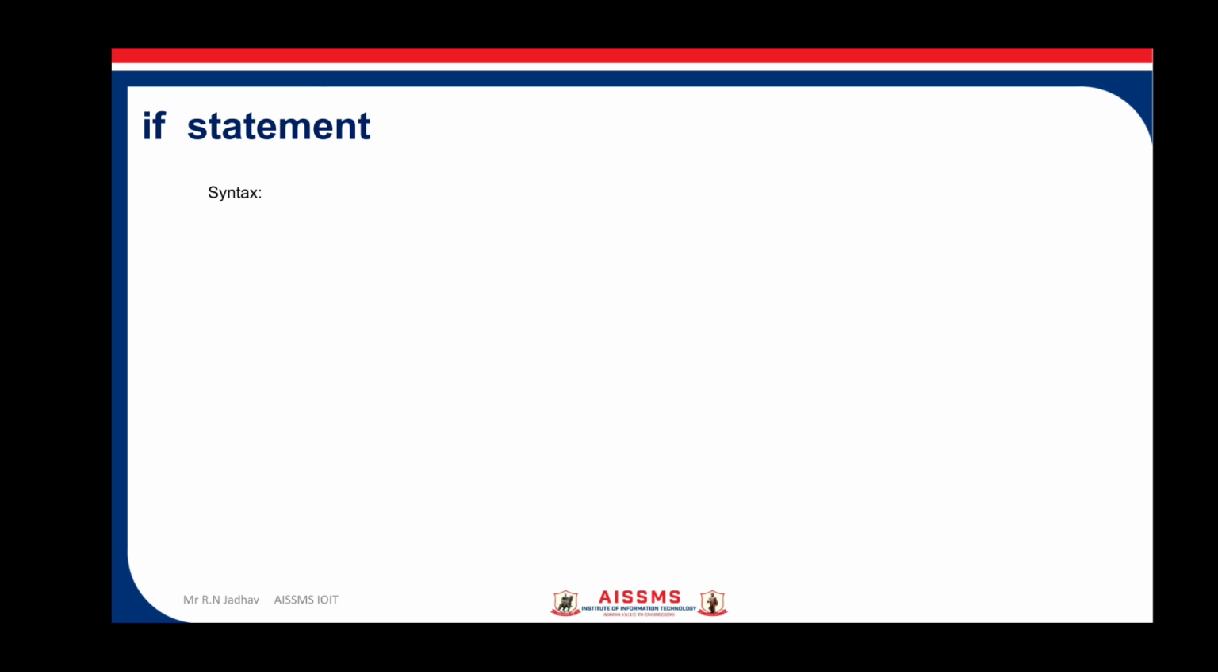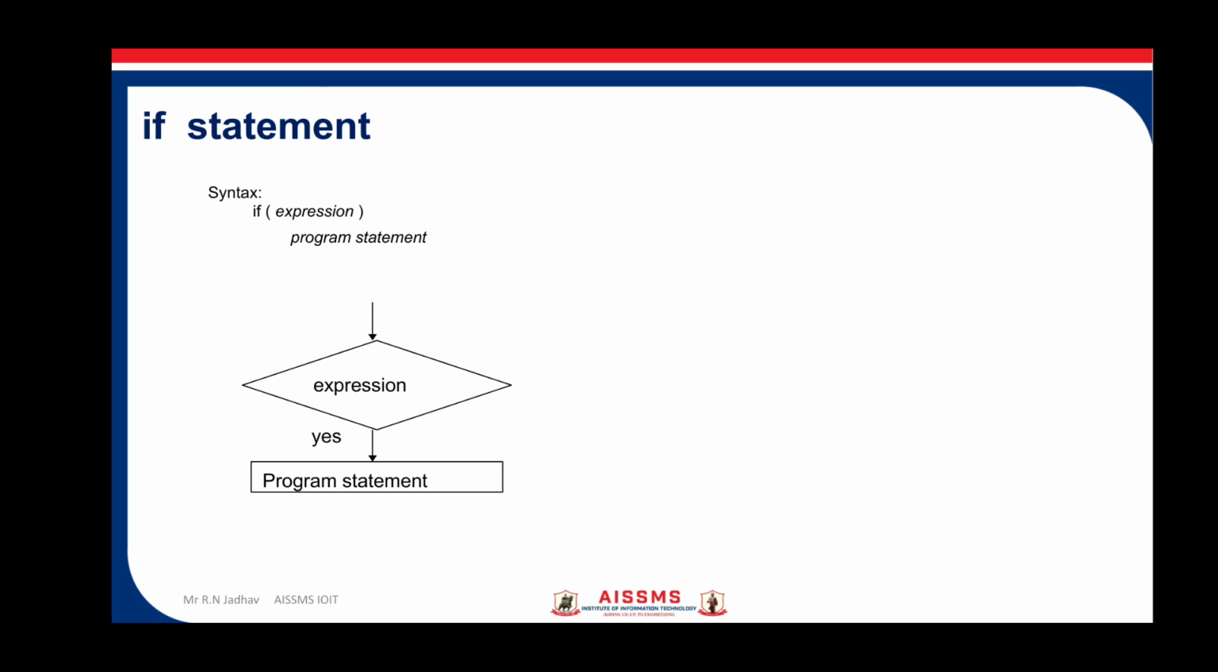First is the if statement. So what is the syntax for the if statement? So if, which is a keyword, then we have an expression and the program statement. If the expression is true, the program statements will be executed. If we see the flowchart for the same, we have a decision control block where the expression will be tested. If the expression is true, then only the program statement will be executed. But if the expression value is false, then the program statement will be skipped and it will not be executed during the execution.